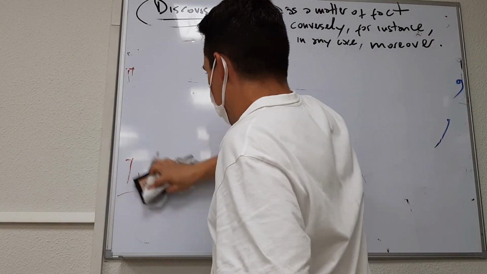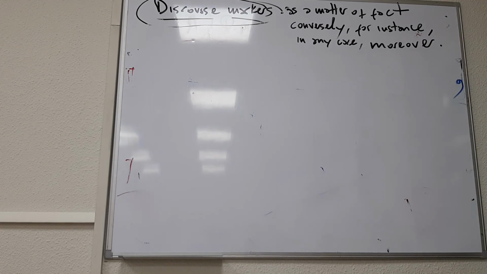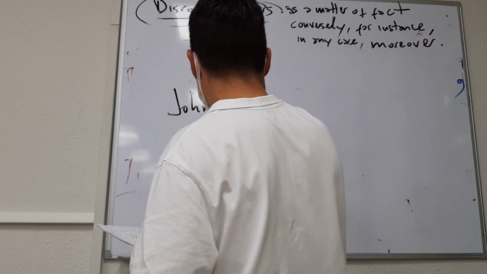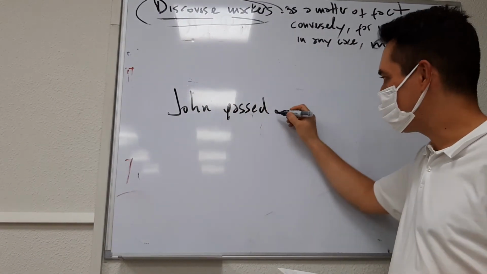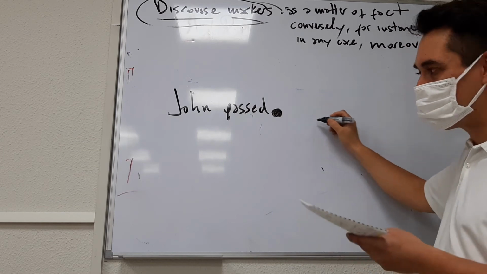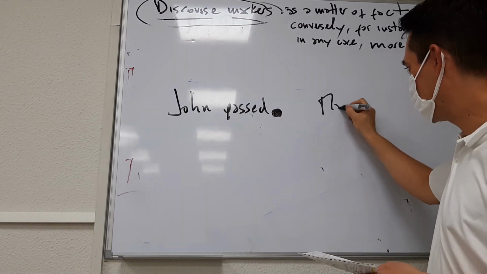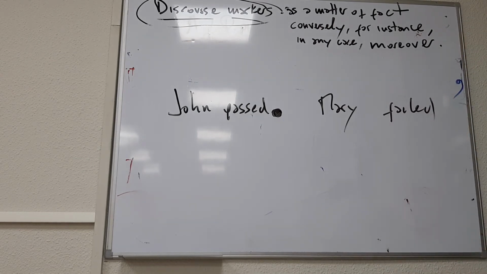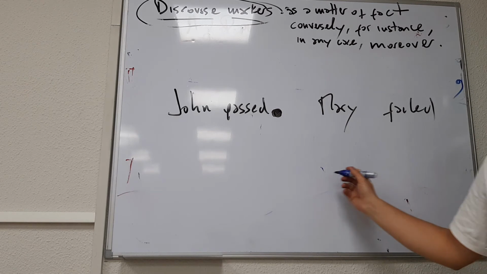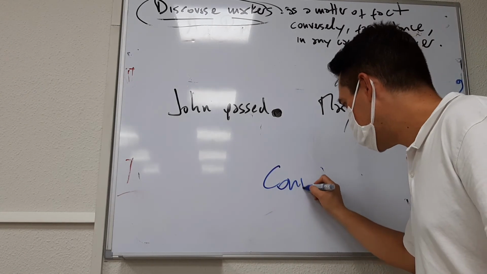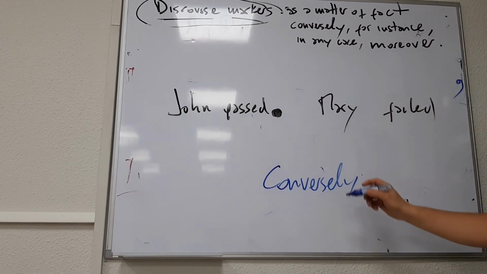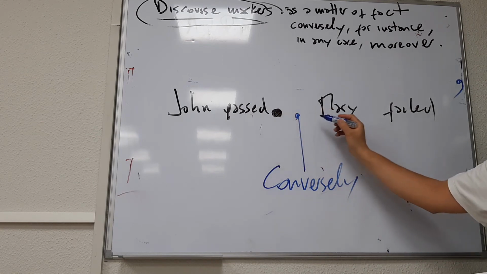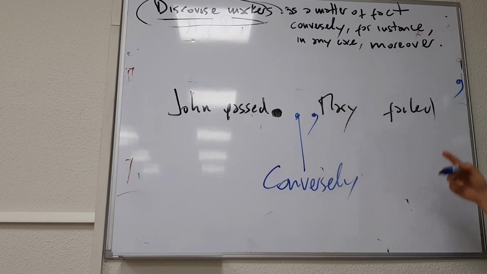One more example and we're done. Imagine that I say, John passed, Mary failed. John passed. This is sentence number 1. Full stop. Yeah? Mary failed. What is the best discourse marker that comes to your mind now? Conversely, obviously. Conversely, comma, Mary failed.